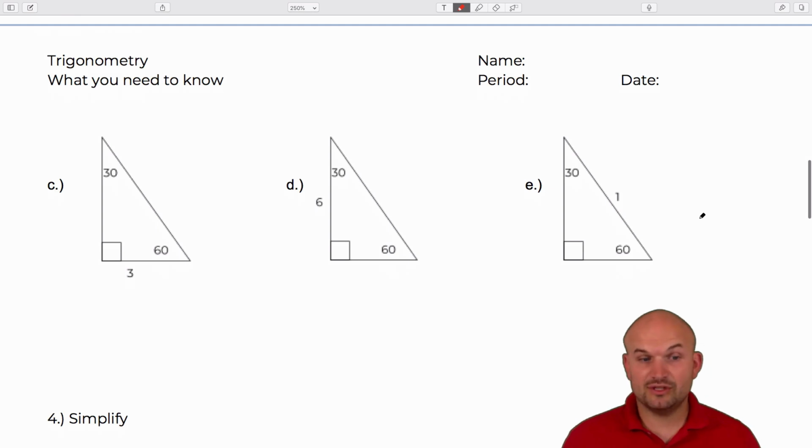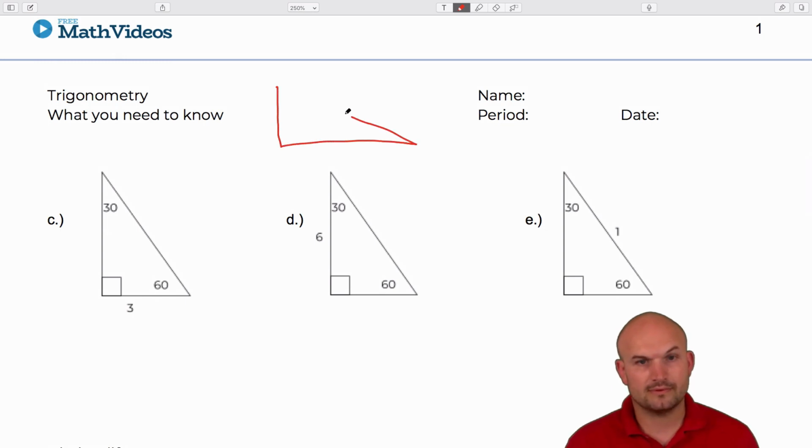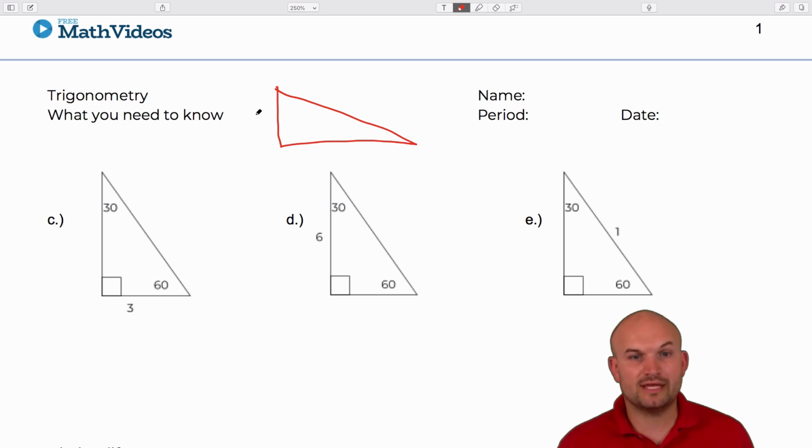All right, now let's go and look at the 30, 60, 90 triangle. So the 30, 60, 90 triangle is a little bit different. On the 30, 60, 90 triangle, let's say we have a short leg, and let's call that x. So that would be 60 degrees, and this would be 30 degrees.